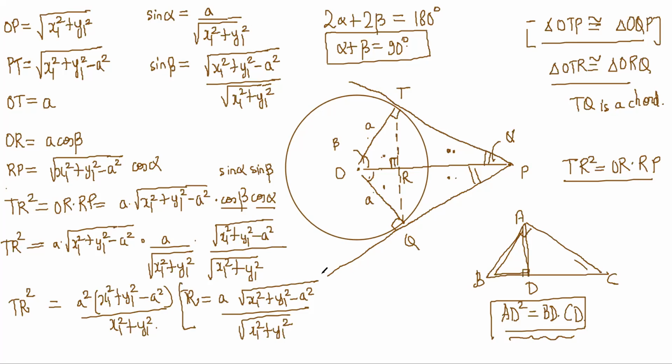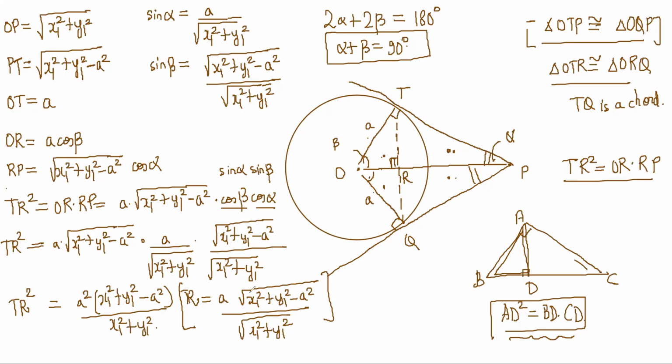We could have gotten this a little faster also. I don't know why we did this. We can just say that TR by a is equal to sine beta, right? We could have just directly written that, right? TR by a is equal to sine beta.